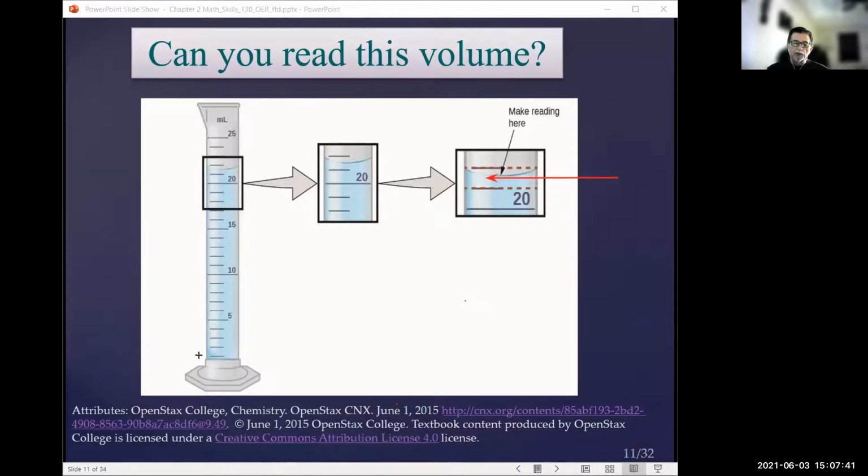Now, the thing to note about reading your volume is do make sure where your 0 point is. If you look at this, this is called a graduated cylinder. If you look at the bottom of it, that's the 0 point. So you're reading in this direction, okay? So it's 20 and whatever the number is. And sometimes students start from the top and read it from that direction. That will be incorrect, okay?